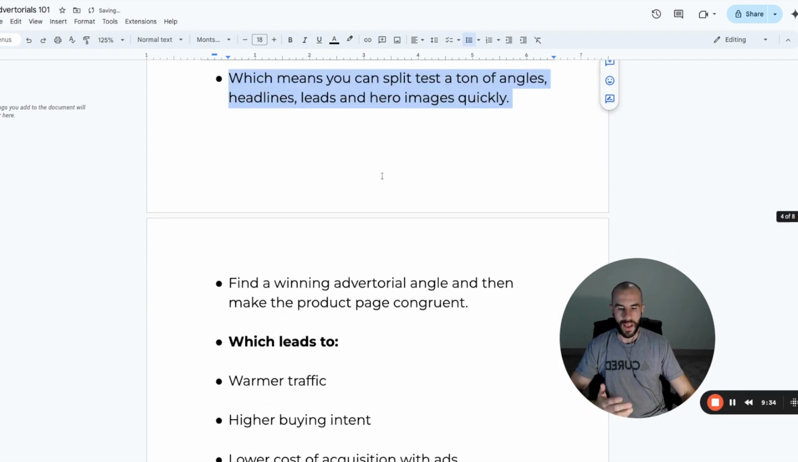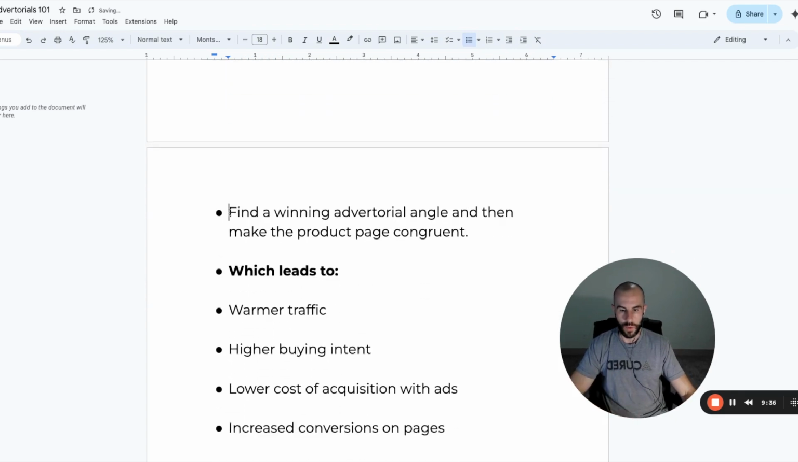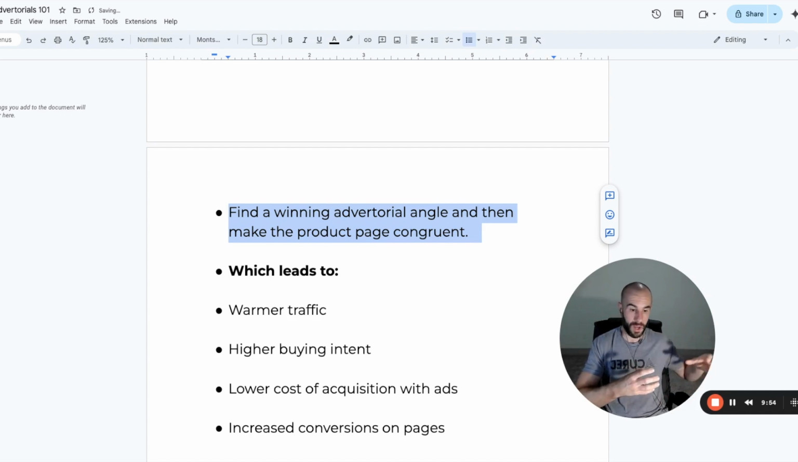And then once you find that winning advertorial, you can then make the product page congruent to that advertorial, and you can have multiple different funnels running for multiple different winning angles of advertorials, all selling the exact same product, because you were able to see, oh, we have these top 3 advertorials that are doing very well. Let's make the pages congruent to match that.